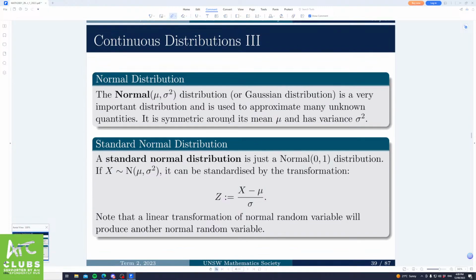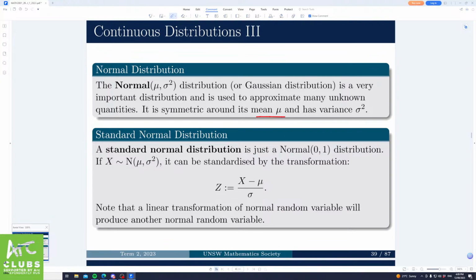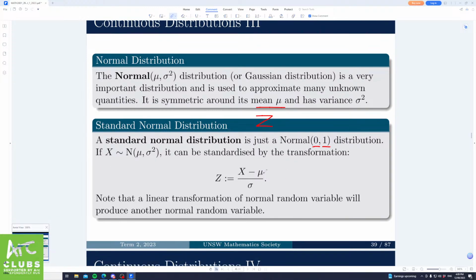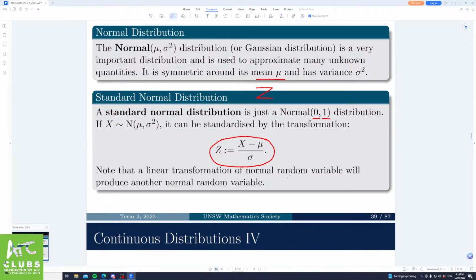So normal, you'll be going through in a lot more detail tomorrow, but it's just a bell curve distribution and it's symmetric about its mean, mu. Standard normal distribution is the one we often represent with the capital Z. It's just a standardized normal distribution where the mean is 0 and the standard deviation and variance are both 1. And to get a standard normal distribution, we apply this transformation, but again, this is going to be covered tomorrow, I believe, when you go through central limit theorems.